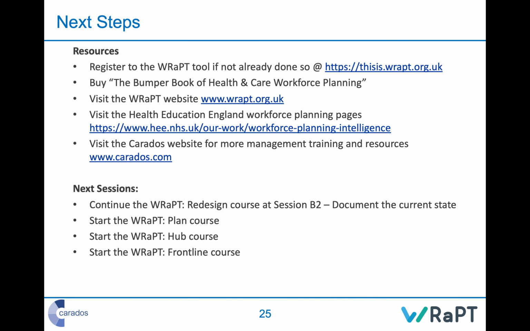So think about your next steps, a few things to think about. Feel free to register to the WRAPT tool if you haven't already done so, and have a look at that on that website there. You can buy the Bumper Book of Health and Care Workforce Planning, which will be available in May, June 21. I say May, June because it's the 12th of May when I'm recording this, and still got a bit of editing to do. But that'll be available on Amazon and includes everything you need to know on redesign, planning, hubs, etc. You can visit the WRAPT website, which is separate to the WRAPT tool. A lot of stuff on there based around this approach.